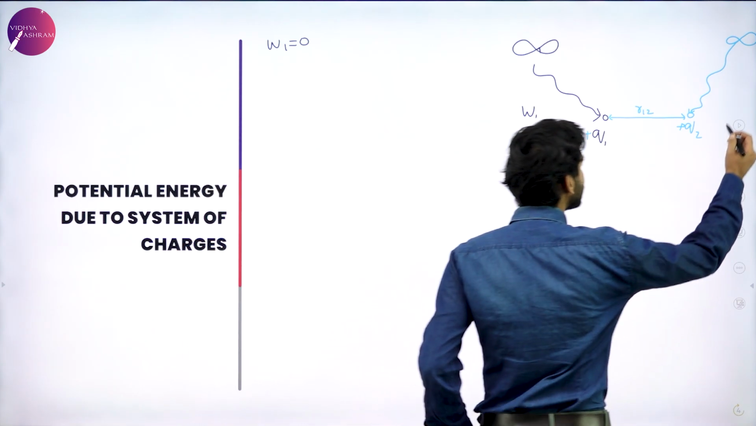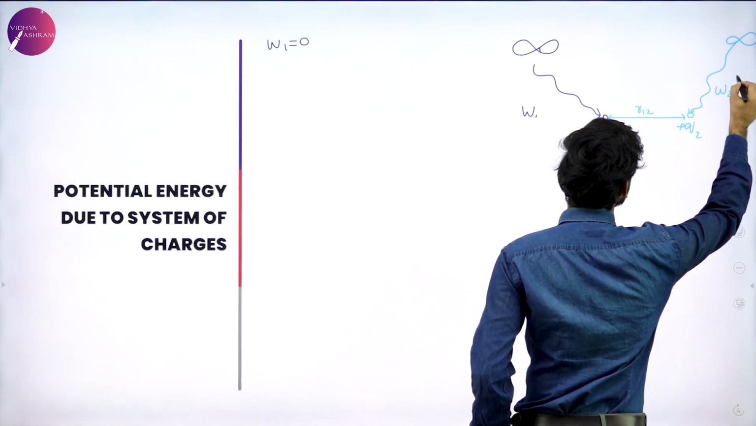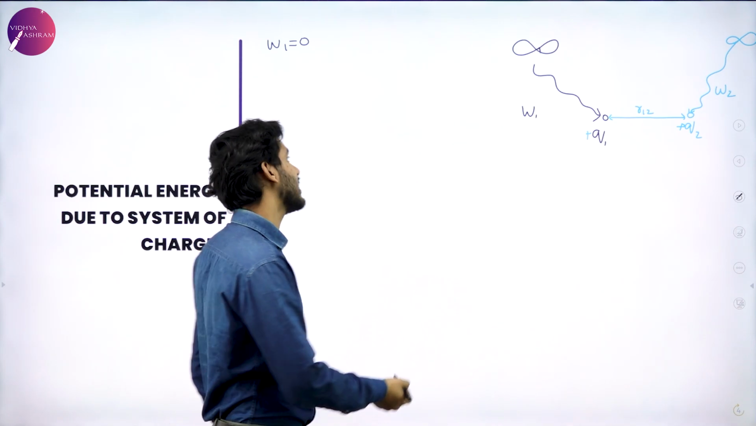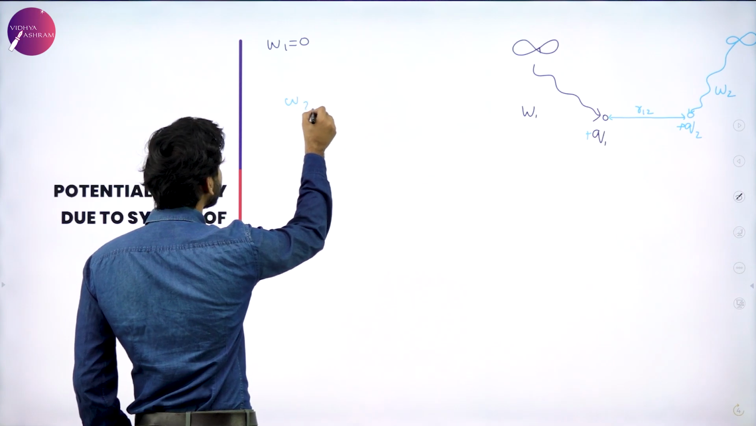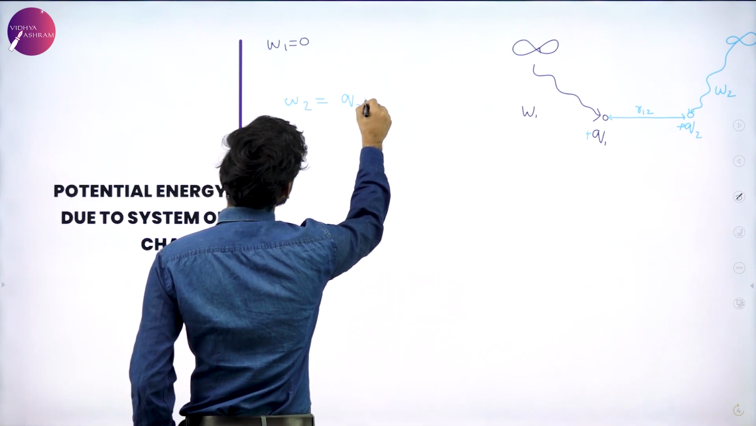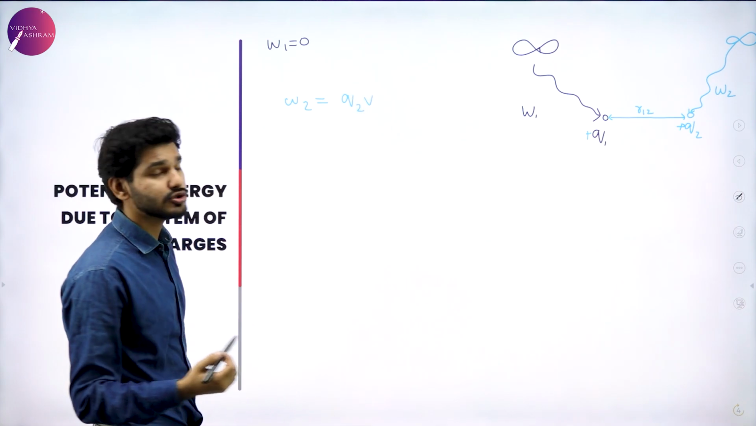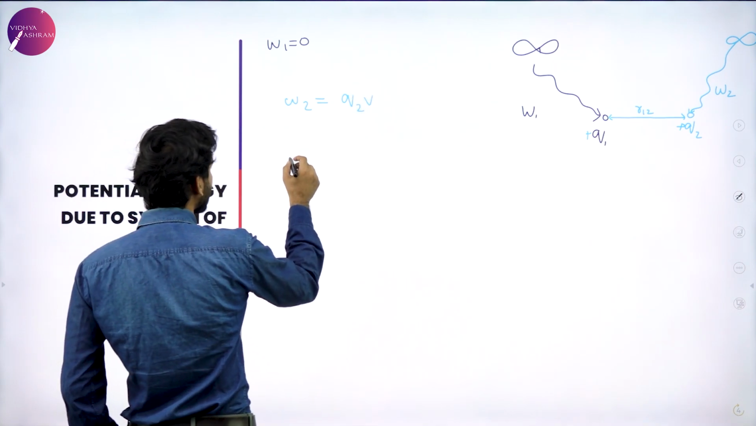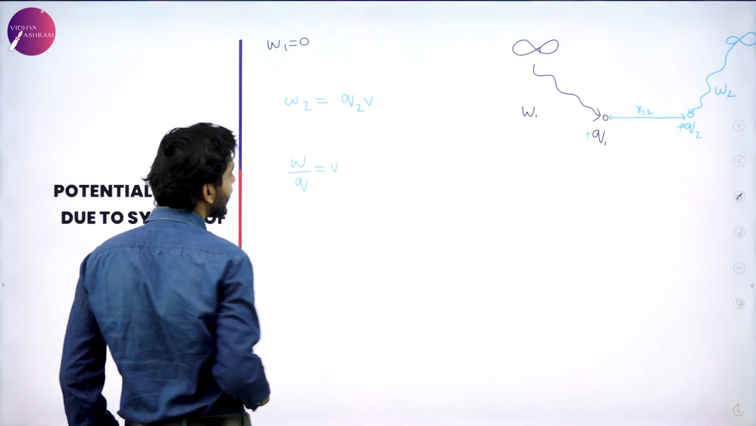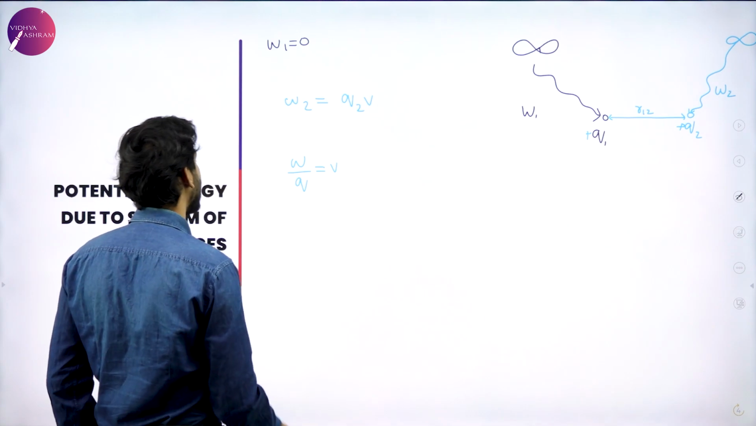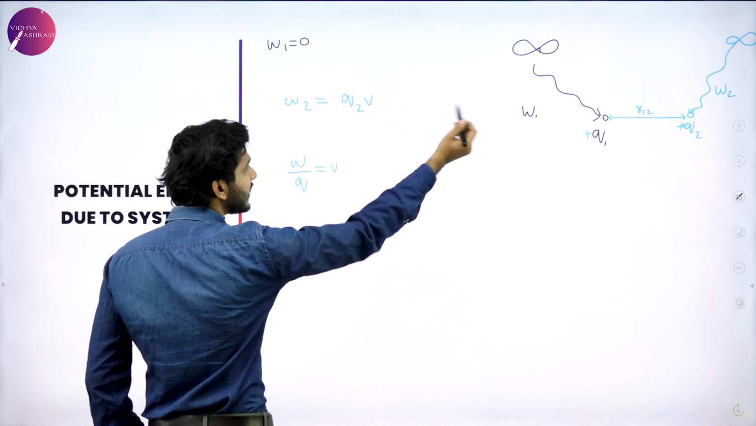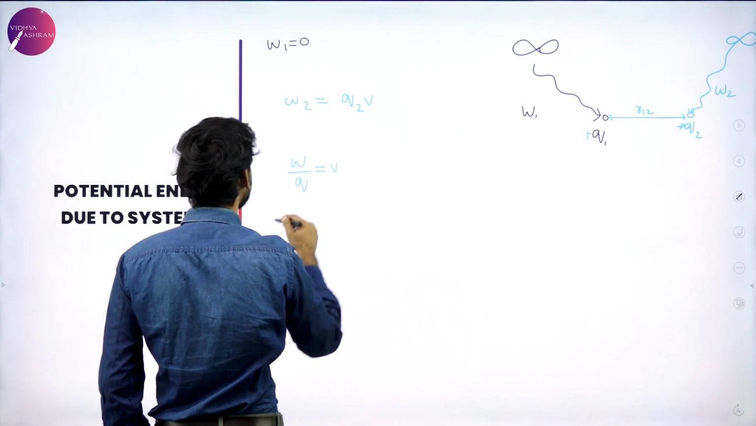So that particular work is W2. And W2 is actually real and I have to do work, and that work is given by W2 is equal to Q2V. Now where did I get Q2V? That is because work done per charge is denoted by V, that is potential, and here I can say that the work done is W2 to bring the second charge from infinity to that particular point.